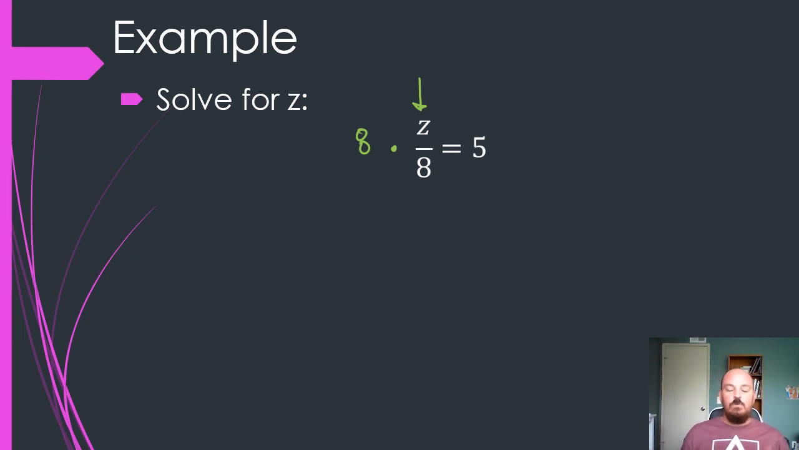And then the rule is whatever you do to both sides. So if I'm going to multiply the left-hand side by 8, I also need to multiply this 5 by 8. Now the times 8 and the divided by 8 cancel, which leaves me with just the z, which means I got my answer. So the answer is 5 times 8, which is 40.